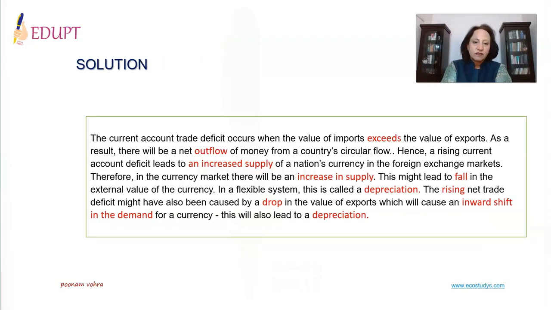Please check your answer. The current account trade deficit occurs when the value of imports exceeds the value of exports. As a result, there will be a net outflow of money from the country's circular flow. Hence, a rising current account deficit leads to an increased supply of a nation's currency in the foreign exchange market. Therefore, in the currency market, there will be an increase in supply. This might lead to a fall in the external value of the currency. In a flexible system, this is called a depreciation.